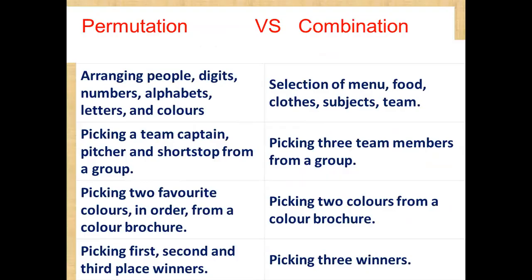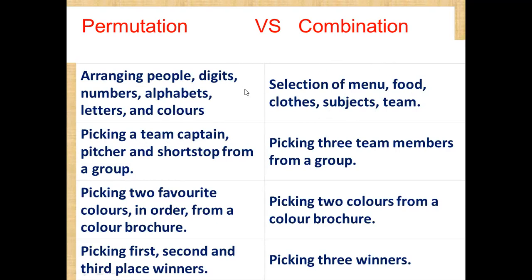Now this is another table in which you can figure out, because in some questions you are confused whether you have to use permutation or combination. As you can see here, if the question involves arranging people, digits, numbers, alphabets, letters and colors, then you can go for permutation. And if you have to select a menu, food, clothes, subjects or a team, then you are going for combination.